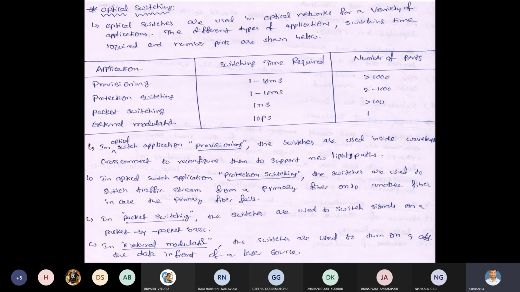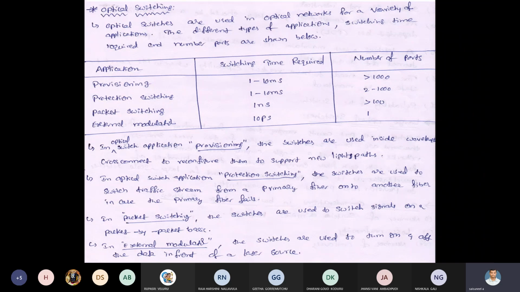Next, the third one is packet switching. What is packet switching? Instead of transmitting the total data at a time, we divide the total data into small fragments based on the concept of fragmentation. Each one is called a packet. That is, we transmit packet by packet. That is about packet switching.